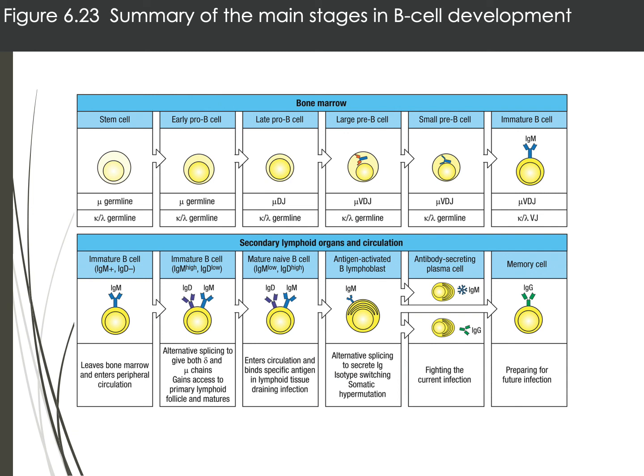Once it goes out into circulation, it can interact with antigen, so it becomes an antigen-activated B cell. And then when it's returned to a secondary lymphatic organ and receives cues from T cells and additional cells, it can become a plasma cell where it can secrete antibody, right? And then even further, some of these cells can become memory cells so they can fight future infections. And again, these last three stages, from antigen activated to memory, we'll be talking about more in Unit 5.